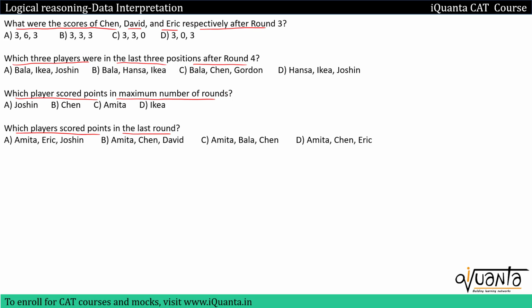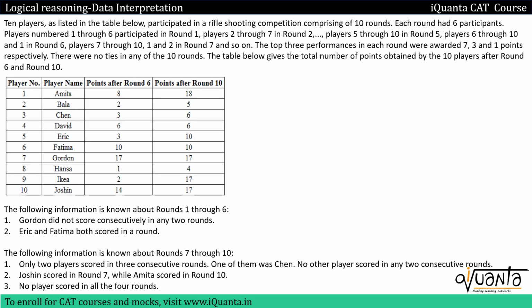I'll write down all the players, I'll write down all the rounds, and then I'll keep track of their points till round 6 and round 10, and using the conditions I'll assign them points, then answer these questions. So let me form a table over here in which I'll have players A, B, C, D, all the players. Then I'll also have all rounds here, so round 1, 2, 3 up to round 10.